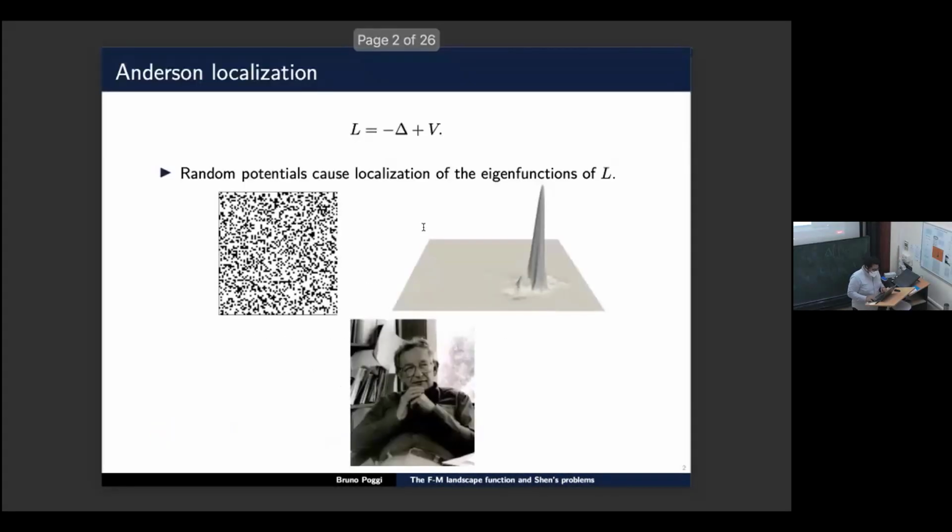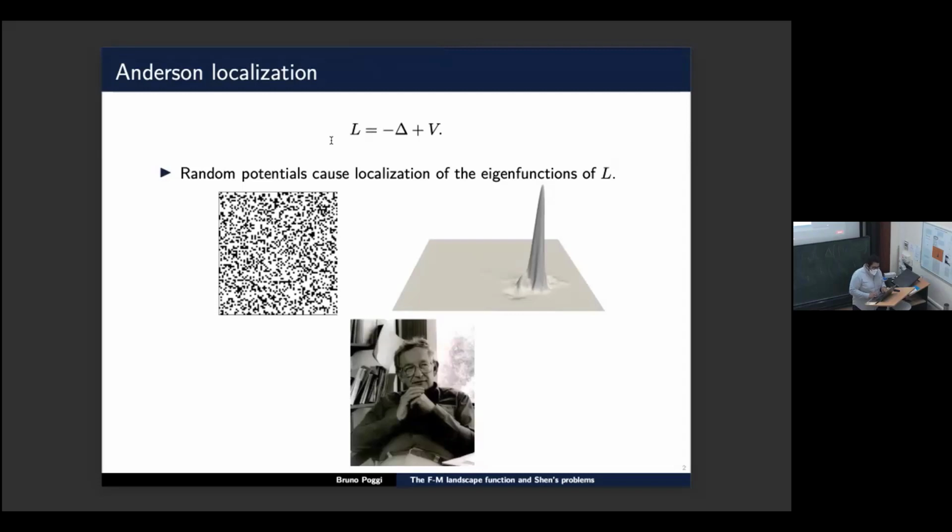This talk will mainly be about some recent results with the landscape function. I have to do the setup quickly, but first I want to describe what the landscape function is. The landscape function has been used in recent years to study results in Anderson localization.